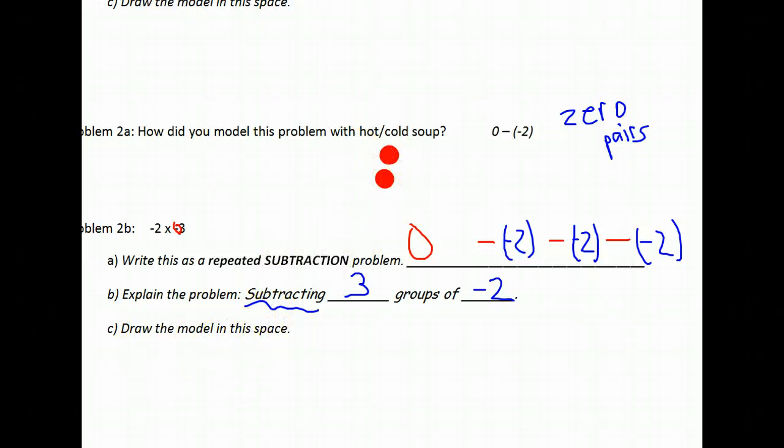It's the same thing by modeling it here. You've got to bring in 3 groups of 2 0 pairs. So 1, 2, 3, 4, 5, 6. And to bring those in, I need to grab their opposites. So now that they are in my soup, I can subtract 3 groups of -2. So 1, 2, 3. And I'm left with +6.